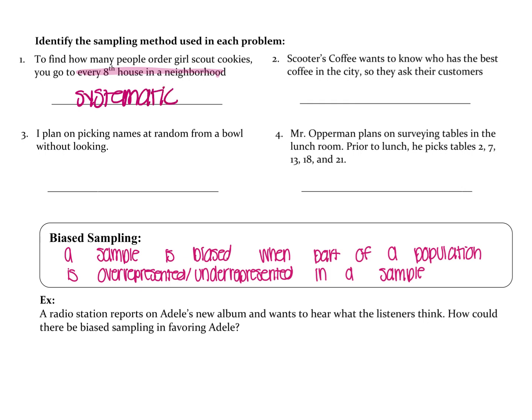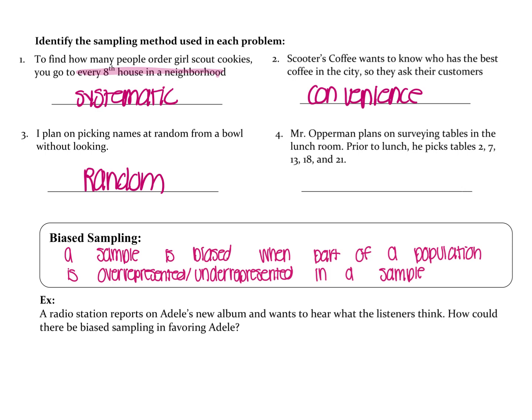Next example says Scooter's Coffee wants to know who has the best coffee in the city, so they ask their customers. This would be a convenient sample because it's easy for them to ask the people that are already coming into their store. Next, I plan on picking names at random from my bowl without looking. This would be random because I can't see what I'm doing. There's no rhyme or reason to how I'm picking them.